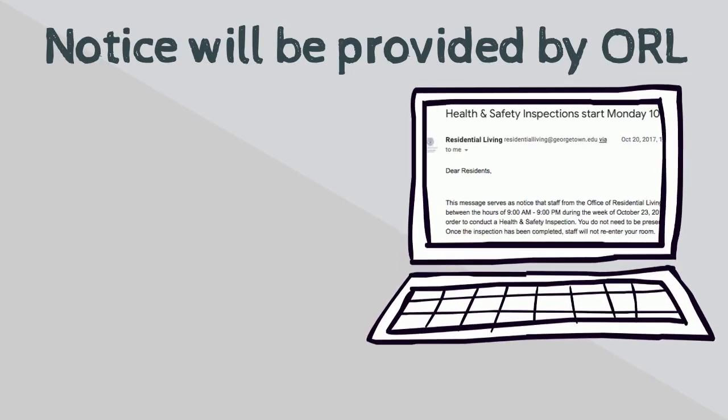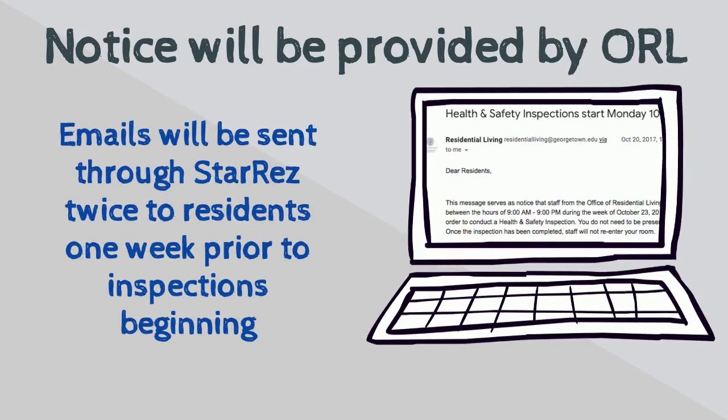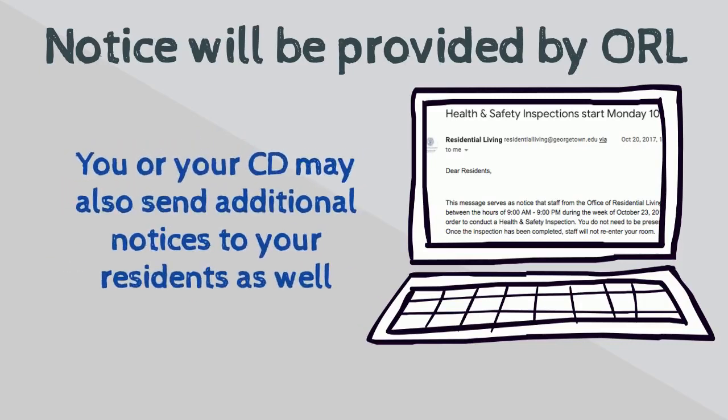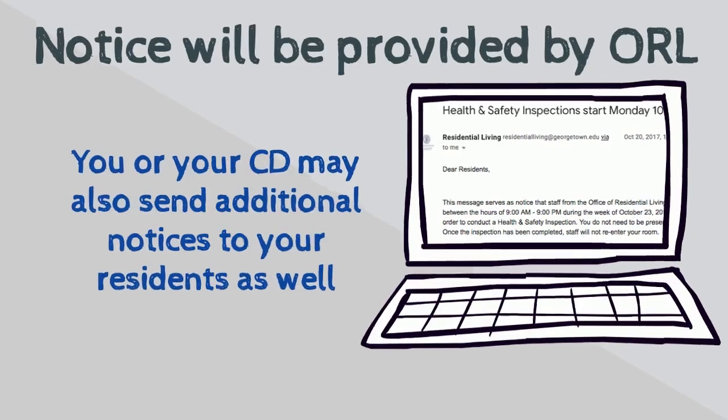Whenever we enter a space, we want to give notice, so Residential Living will send out email notices twice through StarRes to residents the week before inspections. These emails will let them know that our team members will be entering the space during designated dates and times. Inspections take place over the course of 1 week and between the hours of 9 a.m. and 9 p.m. You or your CD may also send additional notices to your residents about when inspections are taking place. You should consult with your supervisor for more details.